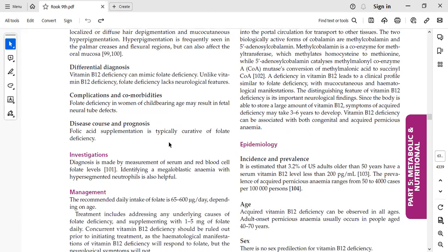Complications, very important. It may result in fetal neural tube defects because folate it has to do with the neural tube genes that are involved during organogenesis. Folate helps in the development of those genes. Deficiency of folate results in neural tube defects, among which the topmost are the spina bifida and the anencephaly. Folic acid supplementation is typically curative of folate deficiency.